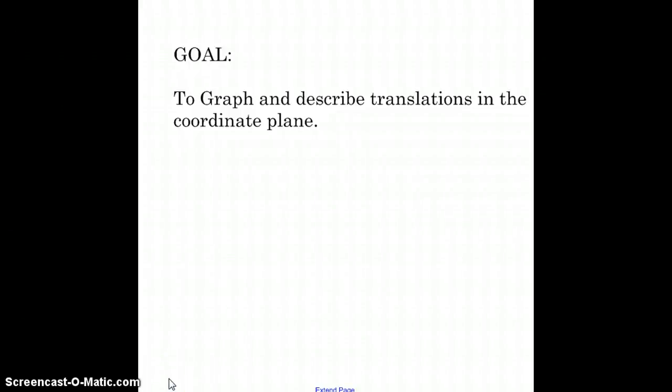Hey boys and girls, it's Mr. D here. In this video we're going to be taking a look at how to graph translations in a coordinate plane and also how to describe them using words and numbers.